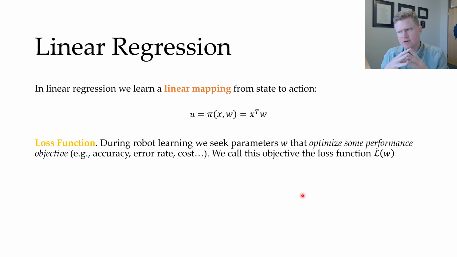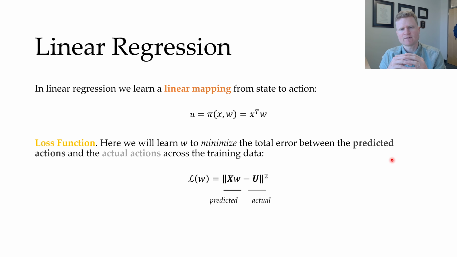Well, in robot learning, we often design our learning algorithm to try to optimize for some performance objective. Let's say the accuracy or the error rate or the cost. I'm going to call this objective the loss function, and I'll denote it with an L like you see right here. So I want to try to figure out what parameters are going to maximize this performance. And for this specific example of linear regression, I want to learn my weights W to minimize the total error between my predicted actions and the actions I see in my data set.